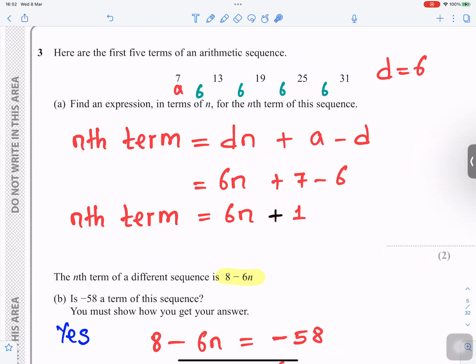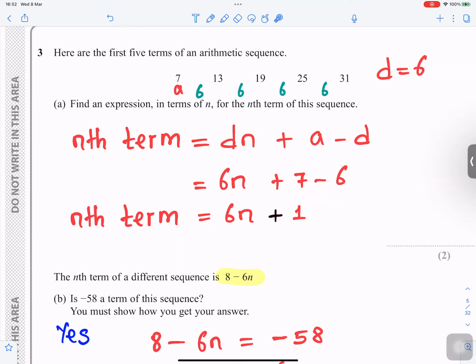So what does d represent? D is the difference. 13 take away 7 is 6. 19 take away 13 is 6. So the difference is 6, so I put d as 6. A represents the first one, which is 7, so I write 7. And the difference there is 6. So I replace those numbers there. And then 7 minus 6 gives you 1. So the n-th term is 6n plus 1.